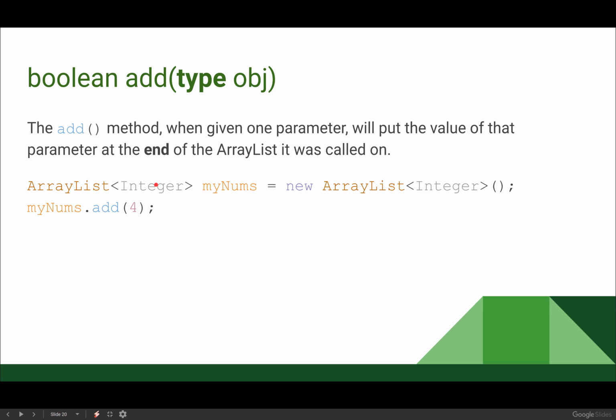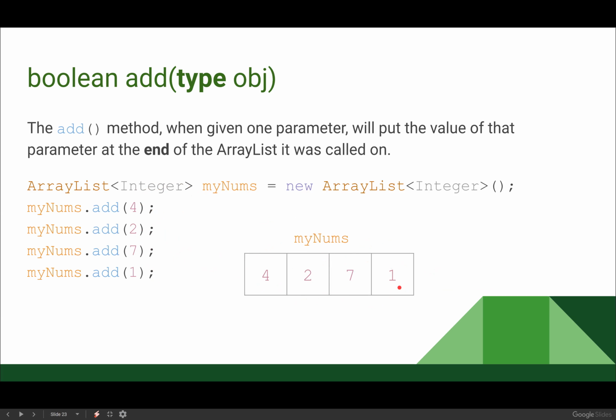So if I make an array list of integers called mynums, a new array list of integers, I can say mynums.add the value 4. Remember, this is a primitive value. I'm storing reference types, but Java will automatically convert from my primitive to my reference type without an issue. So mynums is now going to have the value 4 in it. Before, it was completely empty. If I call my add method multiple times after, they're each going to be added one after the other. So our array list is going to have the values 4, then 2, then 7, then 1 in that order. They're going to stay in the order that we put them into the array list.